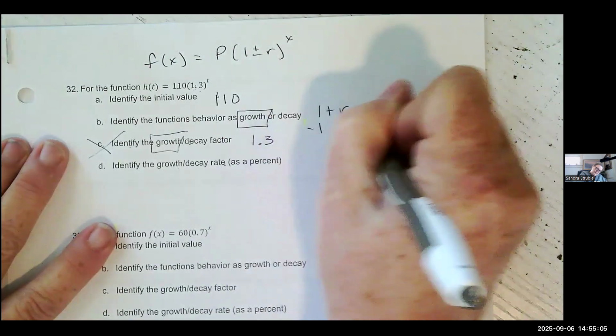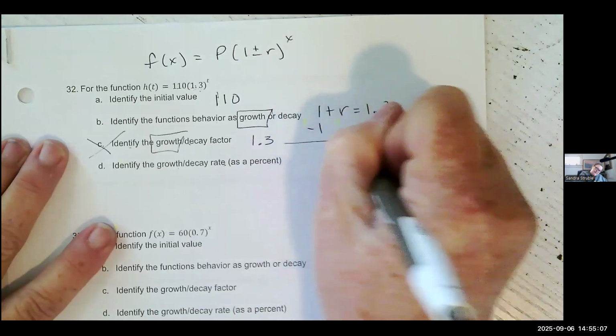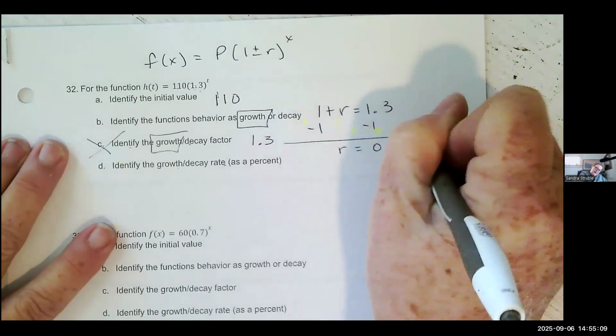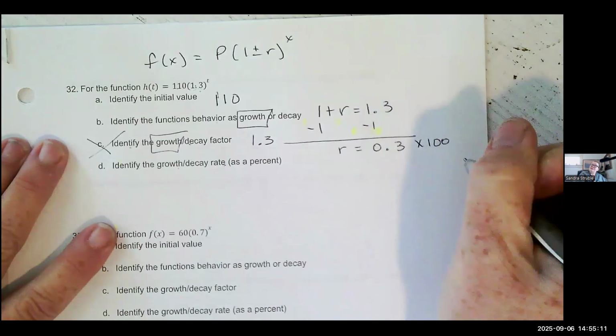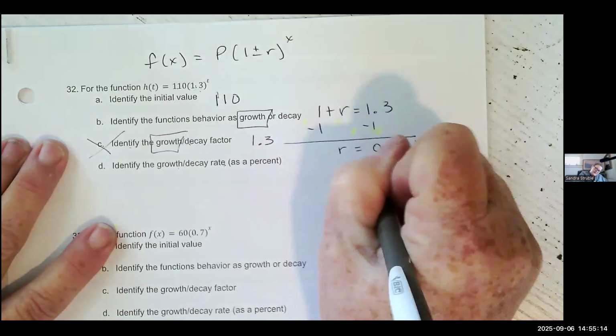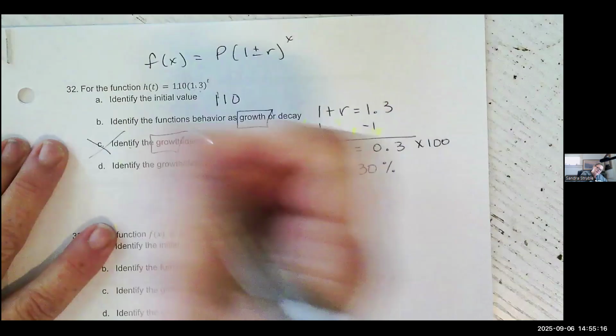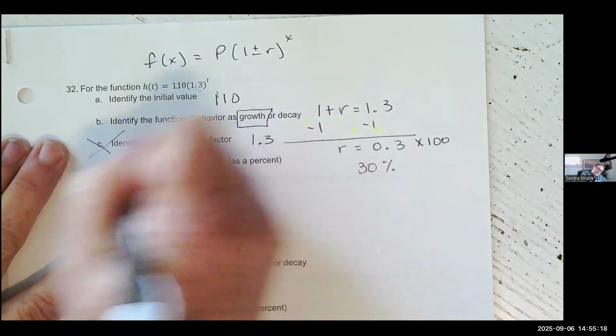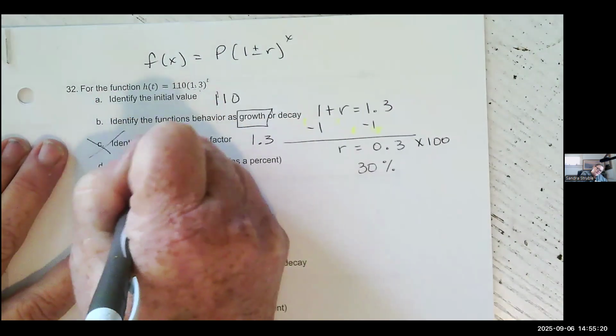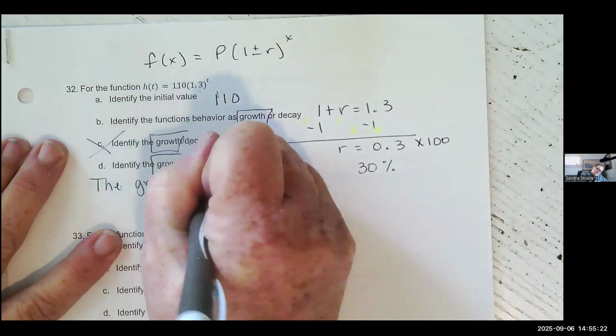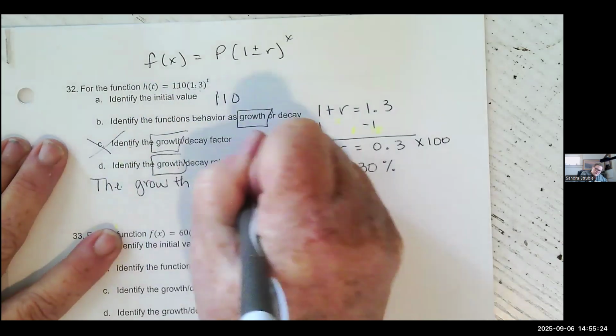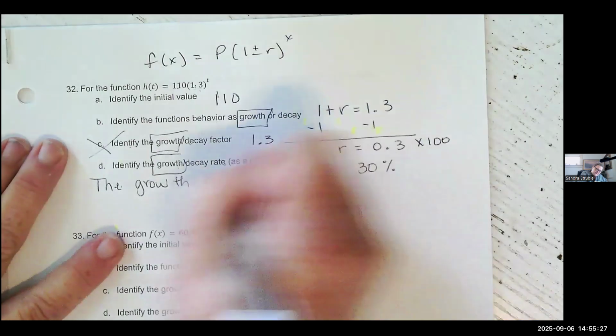Subtract 1 from both sides of the equal sign. Multiply by 100 to change it from a decimal to a percent. And don't forget the cute little percent symbol. So the growth rate is 30%. There's my answer.